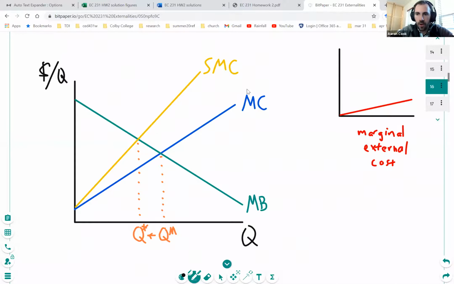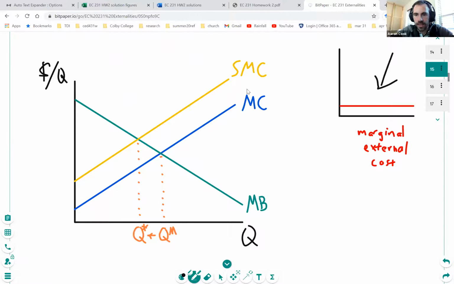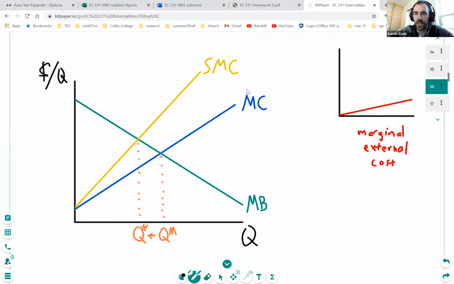So if we're adding this marginal external cost up onto the private marginal cost, there are different ways that will look after we do that. If the marginal external cost has an upward slope, maybe it starts at 0 and slopes up, then our social marginal cost is going to start at the same intercept as the private marginal cost, and then it's going to increase at an increasing rate, with the same kind of trajectory as the marginal external cost.